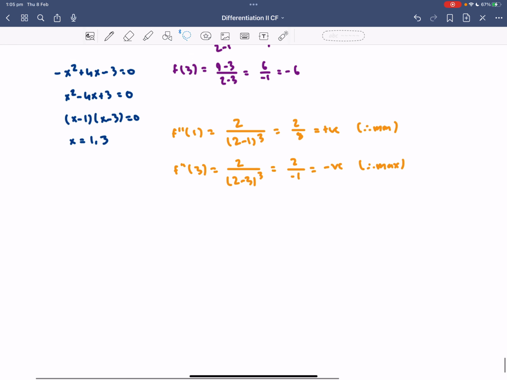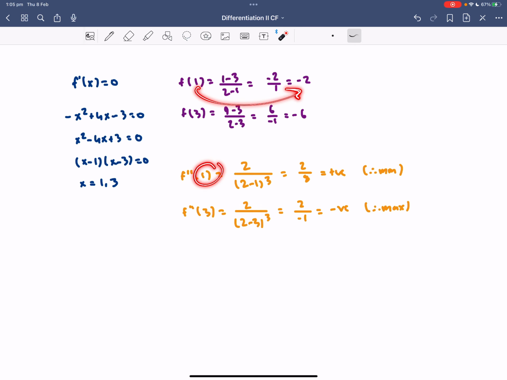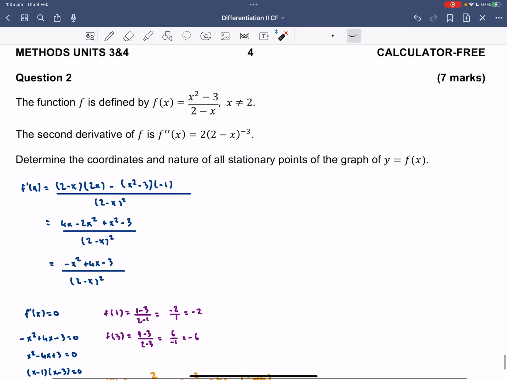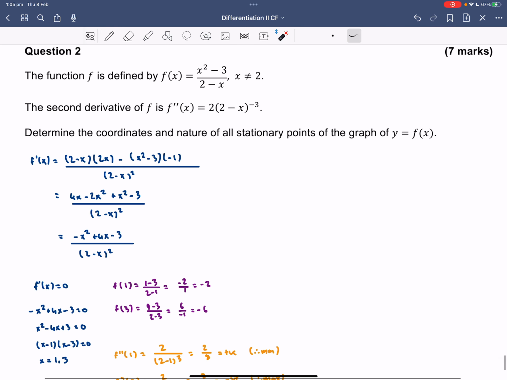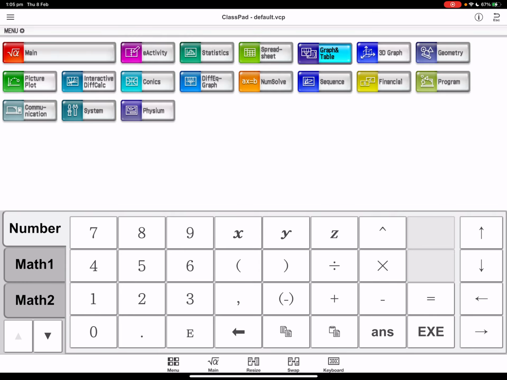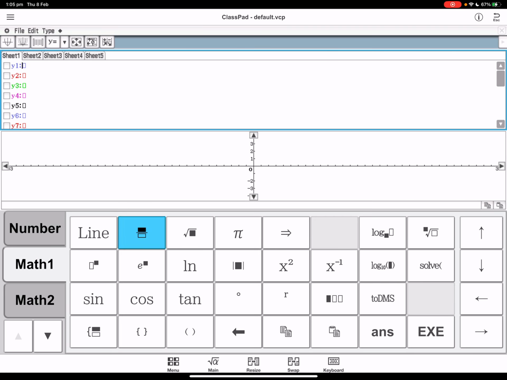All right, so therefore we have a local min at 1 comma minus 2, and a local max at 3 comma minus 6, the corresponding y value. I'll just double check, okay? But again, if we trust ourselves, we should be okay. X squared take 3 on 2 take x.